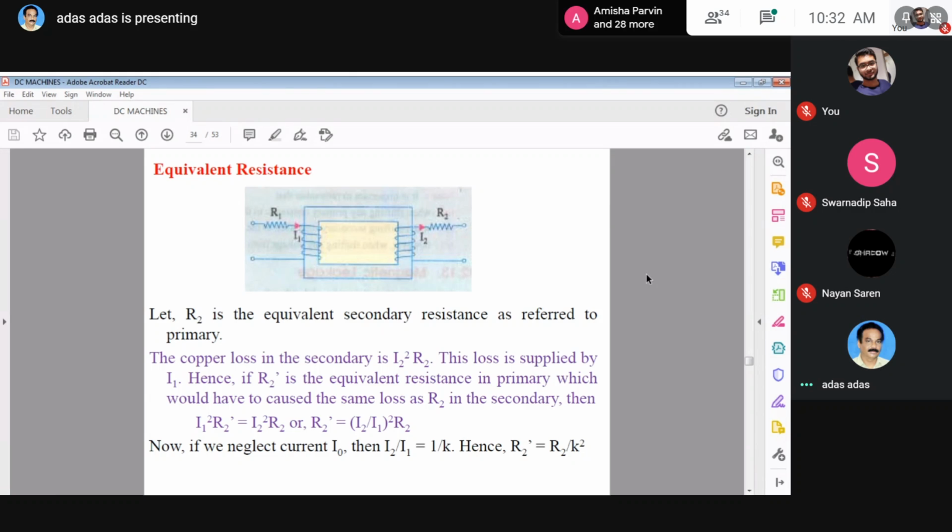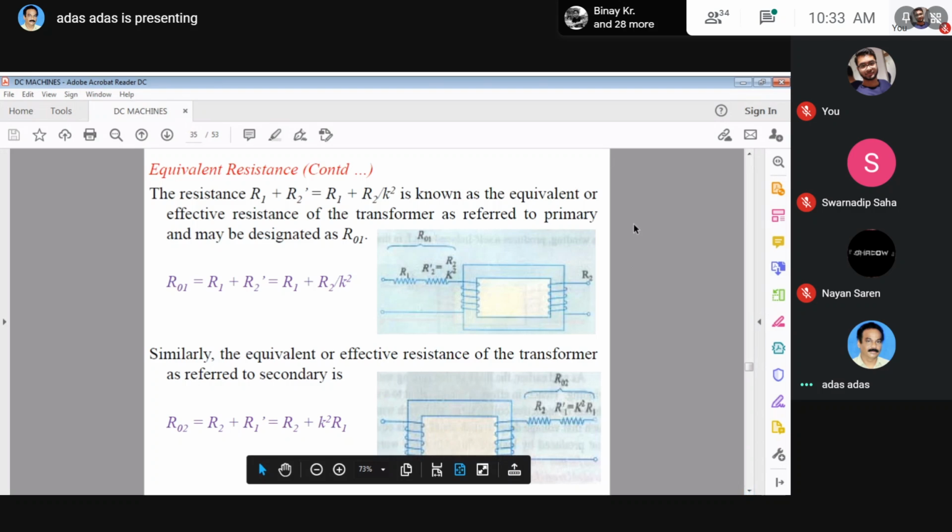That is, if the resistance R2 is transferred into the primary side, then it is equal to R2 dash. What is R2 dash? It is equal to R2 by K square. From here, we can write this. The resistance R1 plus R2 dash, equal to R1 plus R2 by K square, is known as the equivalent or effective resistance of the transformer as referred to the primary, and may be designated as R01.